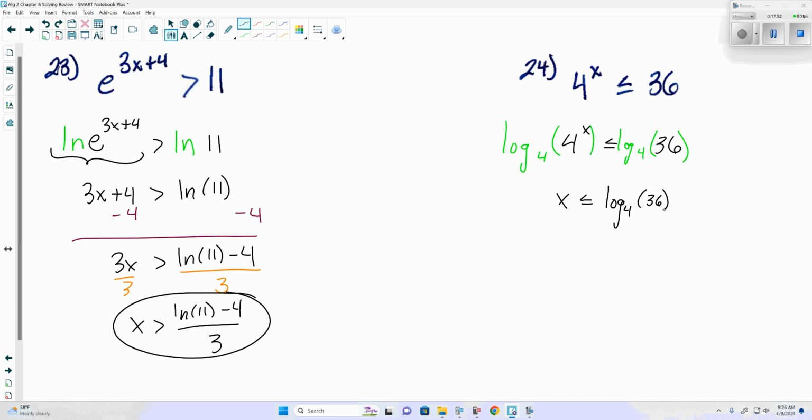Because unfortunately we cannot write 36 as 4 to a power. It feels like we should be able to, but it unfortunately does not work. But that's it. Put that one there.